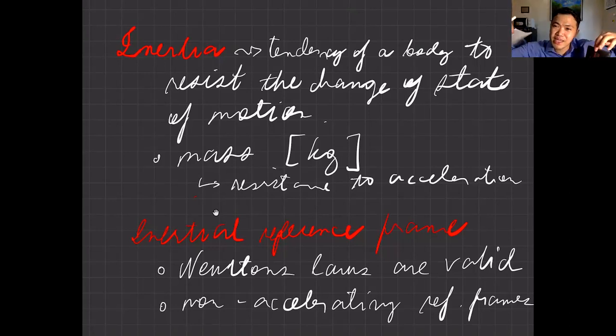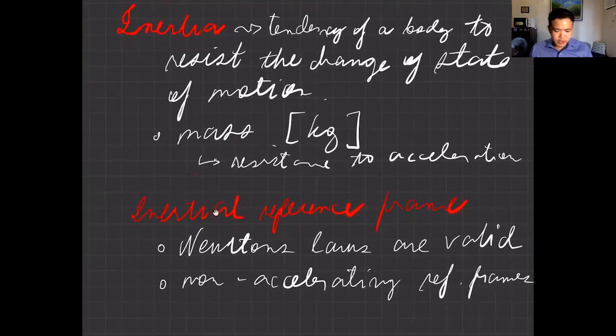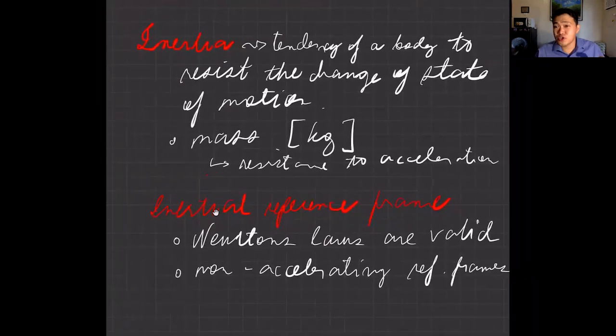So this is lower mass, lower inertia, higher mass, higher inertia. So that's your inertia. And of course, the unit for inertia and mass is what? As a unit, kilogram. So basically, the mass is your resistance to change the state of your motion, resistance to acceleration. Now, if you're studying Newton's law, some reminder, these are only valid if we consider an inertial reference frame.